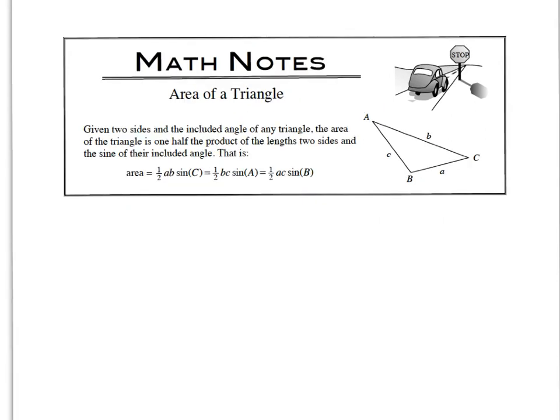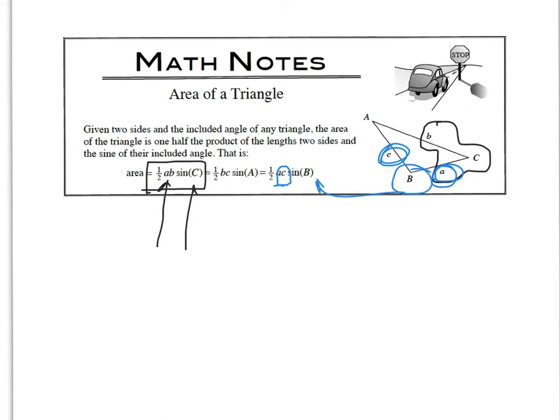Area of a triangle. Remember, A and B have to have an angle between them. So I can use A and B right here as long as I've got that angle C between those two sides to find area. And so you can use any two sides. Take A and C. If you were given side A and side C, you can use that provided you have angle B between them.